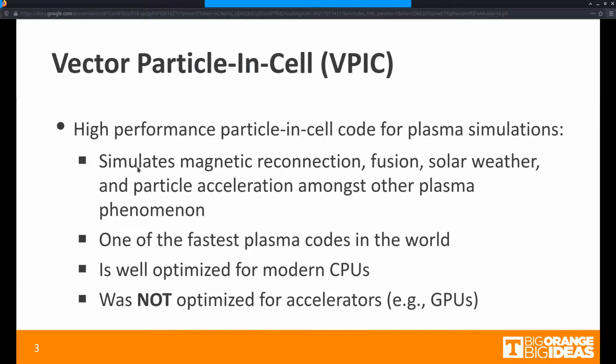First, let us take a look at the particle-in-cell method and the Vector Particle-in-Cell project. Vector Particle-in-Cell, or VPIC, is a high-performance plasma simulation code that can model a variety of plasma phenomena such as magnetic reconnection and particle accelerators. VPIC is one of the fastest plasma codes in the world and has a history of large simulations, including the previously shown trillion particle simulation on the Roadrunner. VPIC is extremely well optimized for CPU architectures, but currently faces challenges on accelerator-based systems.